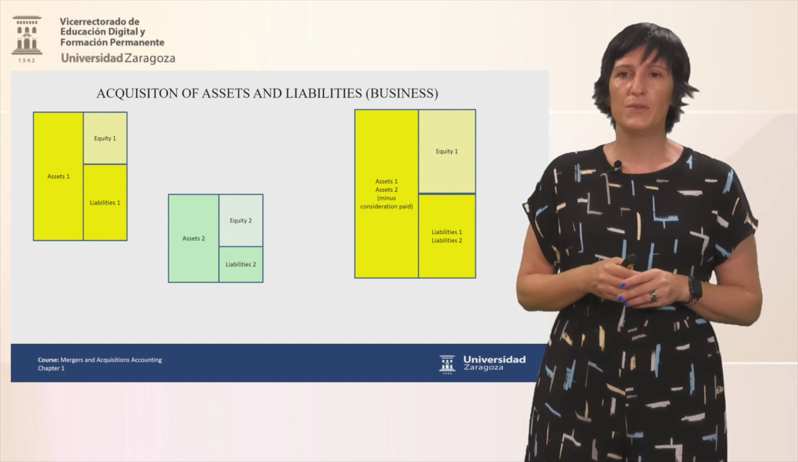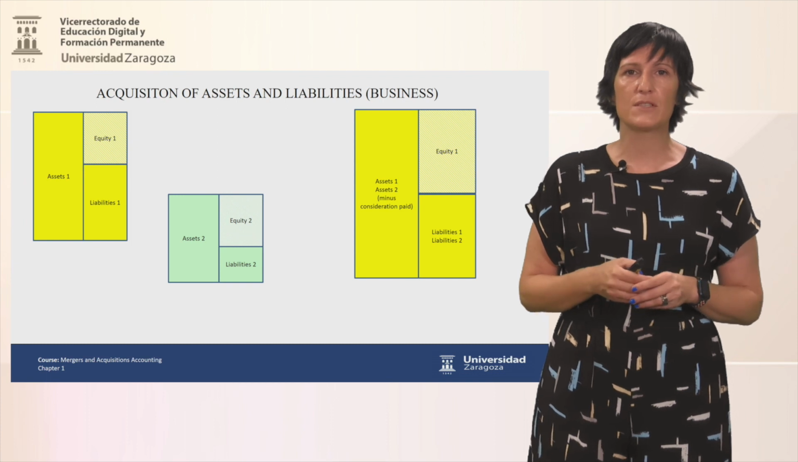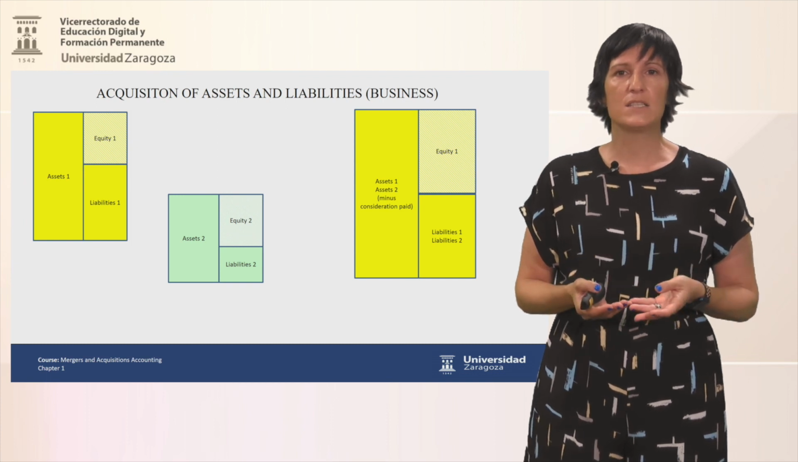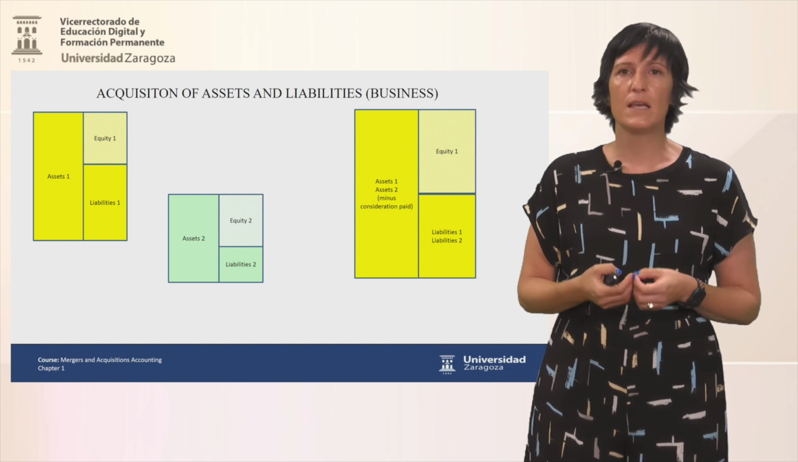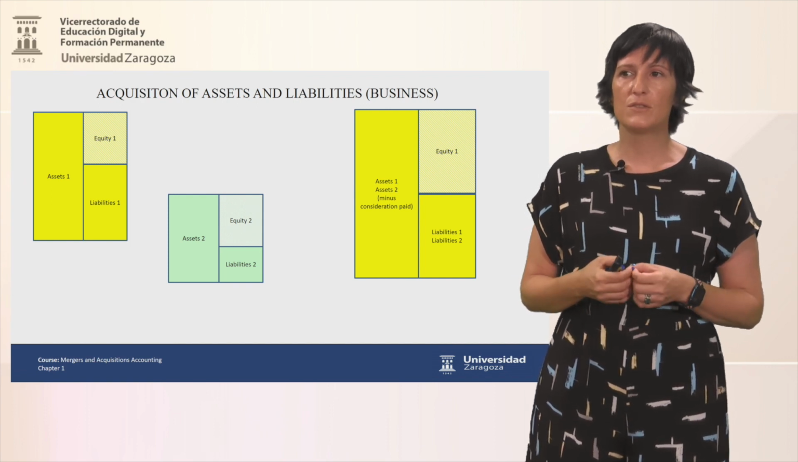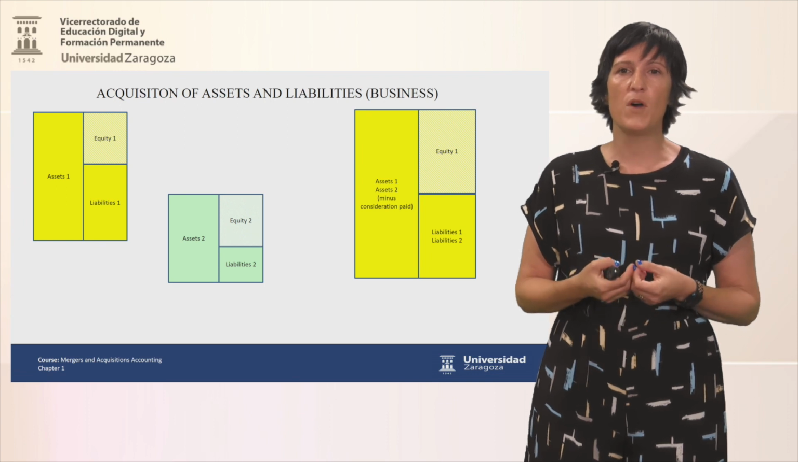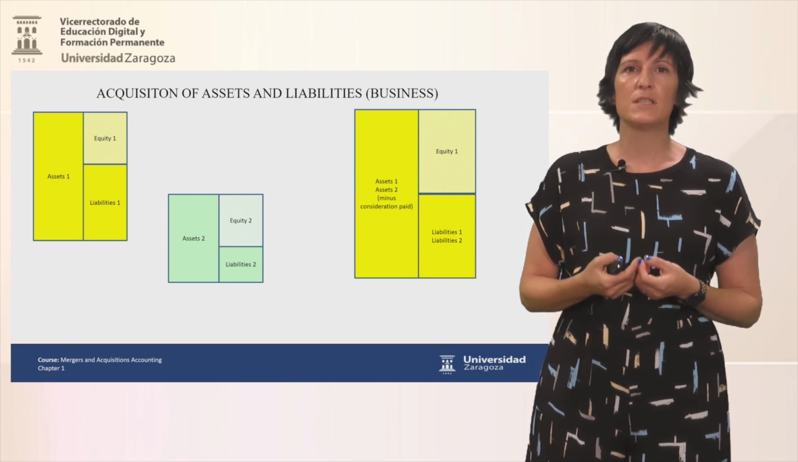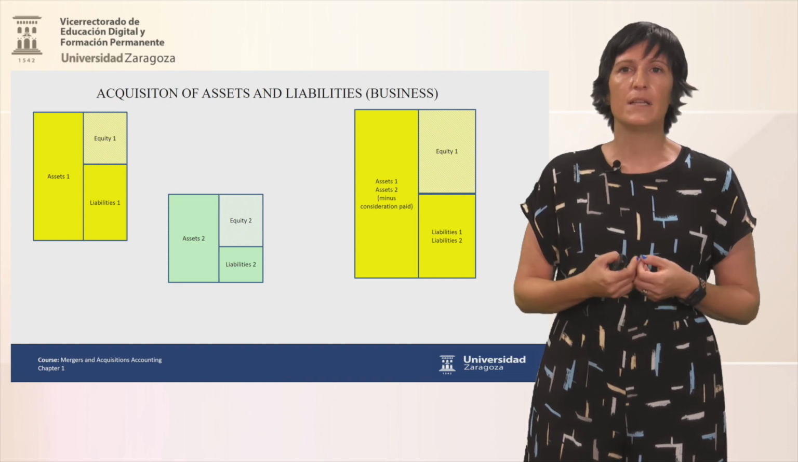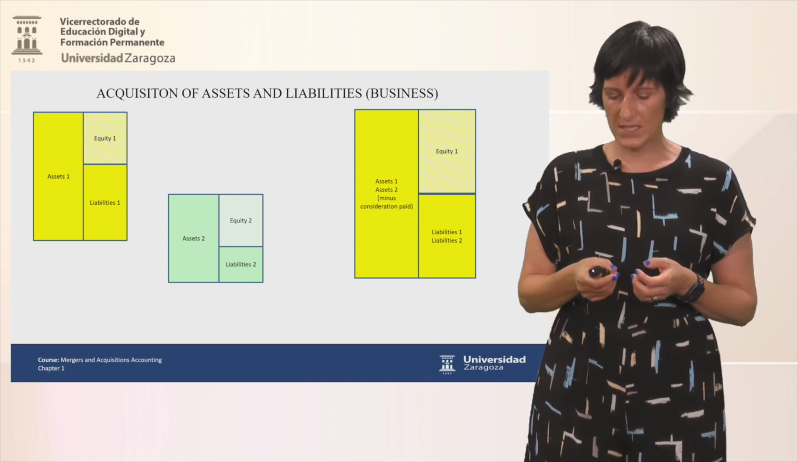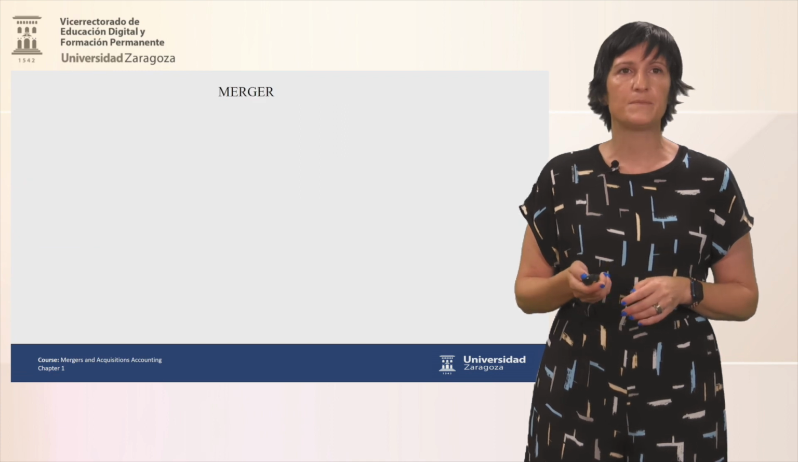Then we put together all the liabilities of the first company, all the liabilities of the second company, and the equity, the shareholders are maintained. So the structure of the company is the same as at the beginning. The ownership of company one that we see at the beginning of the explanation is the same as we have at the end.